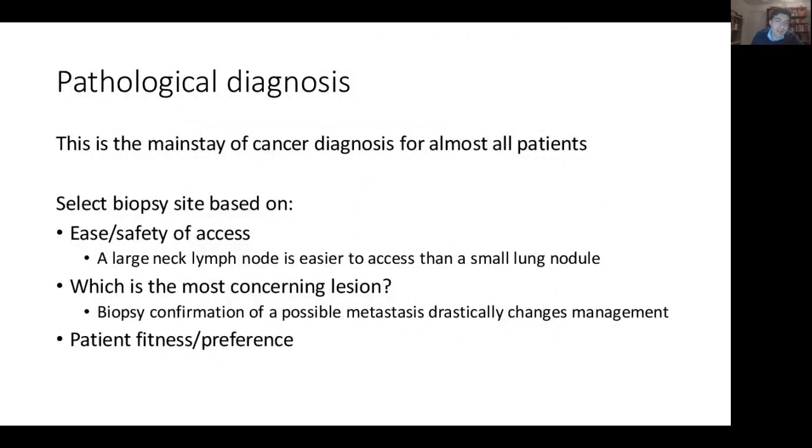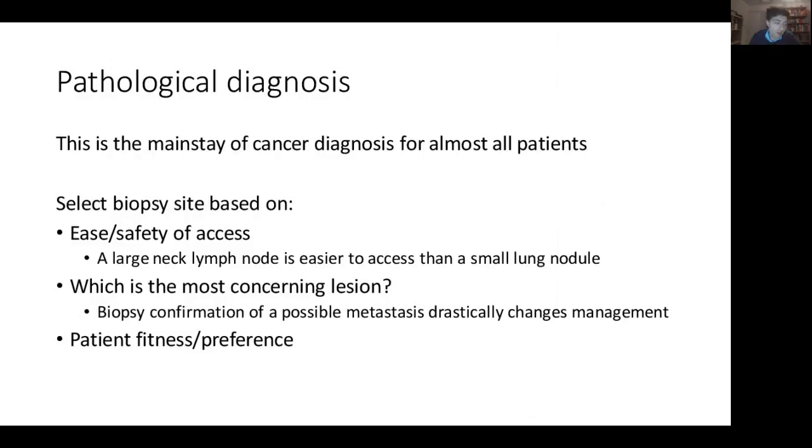The process of selecting a biopsy site, however, needs to be taken into account based on a few factors shown here. So the commonest way to approach this is based on the history, the exam, and the imaging, and then to select a biopsy site based on, well, what is easy and safe to access, what's the most clinically concerning lesion, and what does the patient want.